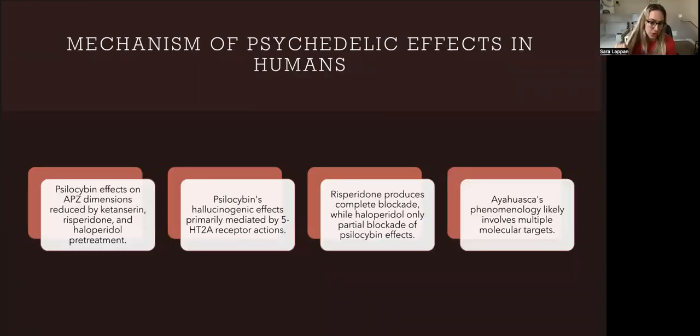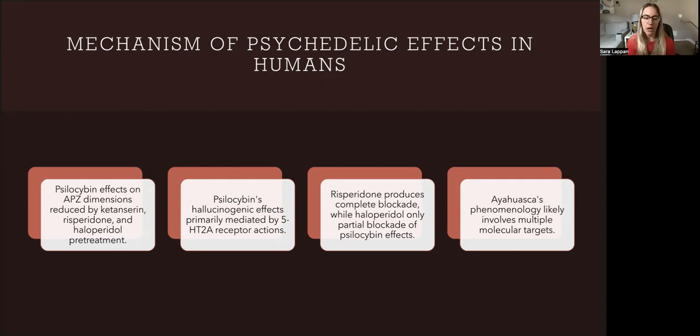Okay, the mechanism of psychedelic effects on humans. I wanted to also talk a little bit about ketanserin, risperidone, and haloperidol. These are all psychedelic antagonists. You know how when somebody is in an overdose of an opioid, Narcan or naloxone is given to them. I don't know that these are necessarily like that, but I'm thinking about somebody who is in a psychedelic experience and having a really tough time. I'm wondering if these could be substances that could be taken in some way to block the effects of the psychedelic.